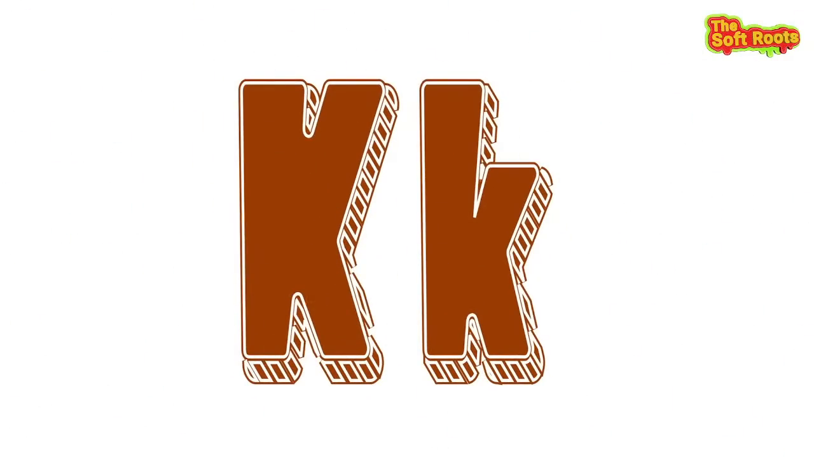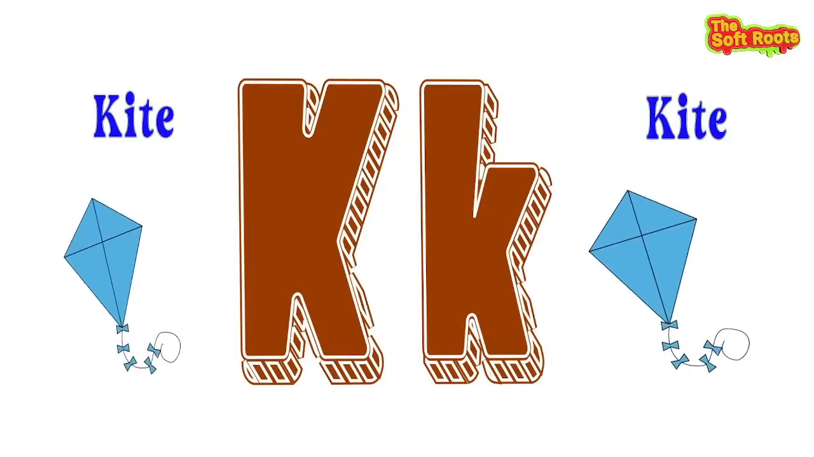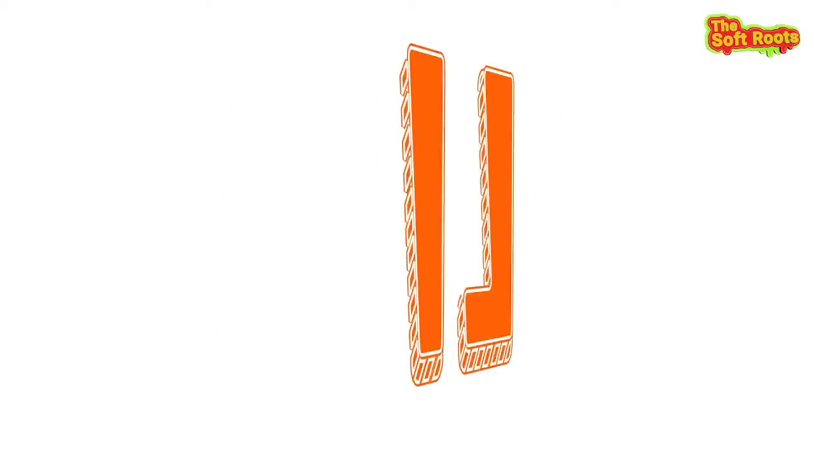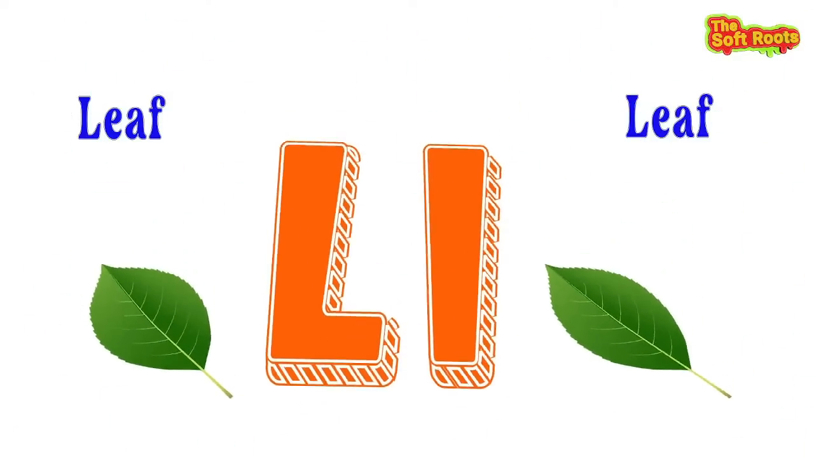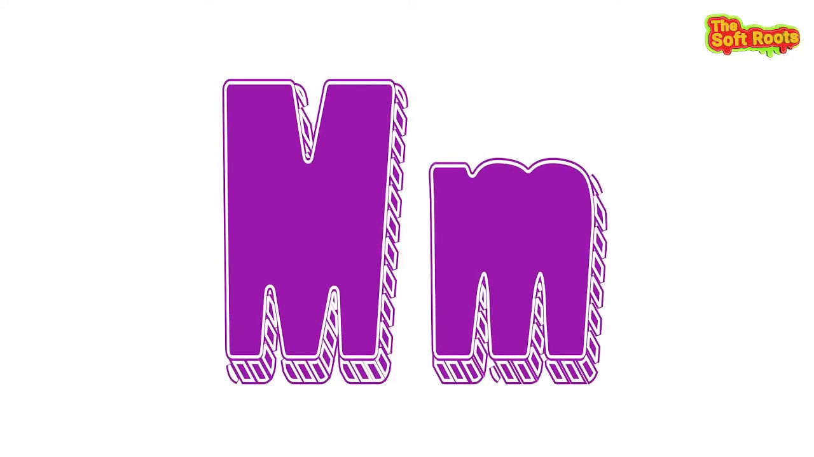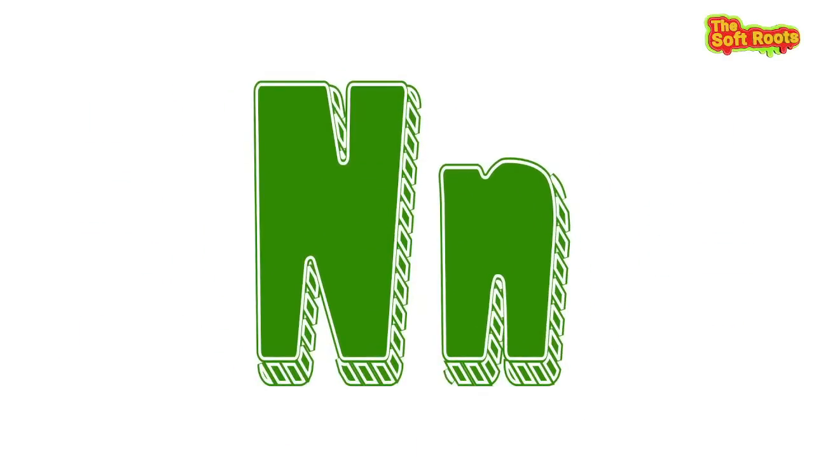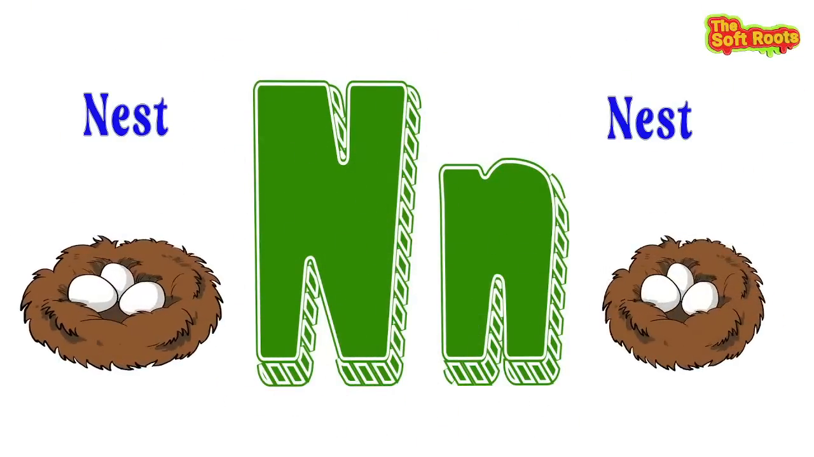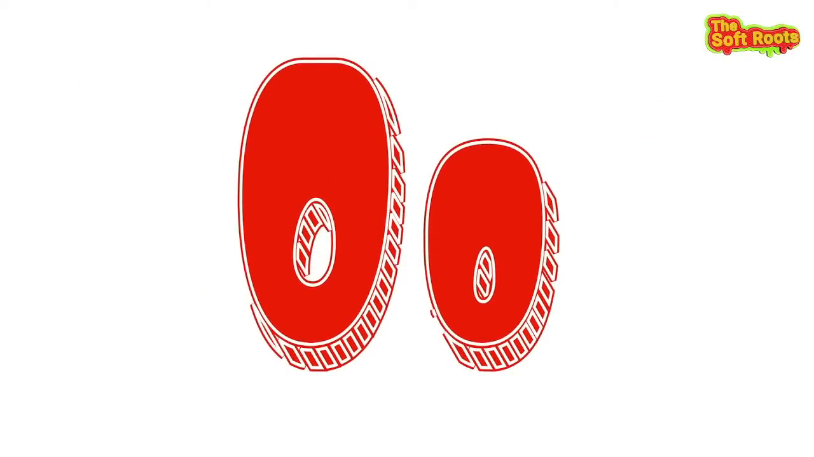K, K, K, K. K for kite. L, L, L, L. L for leaf. M, M, M, M. M for milk. N, N, N, N. N for nest. O, O, O, O. O for orange.